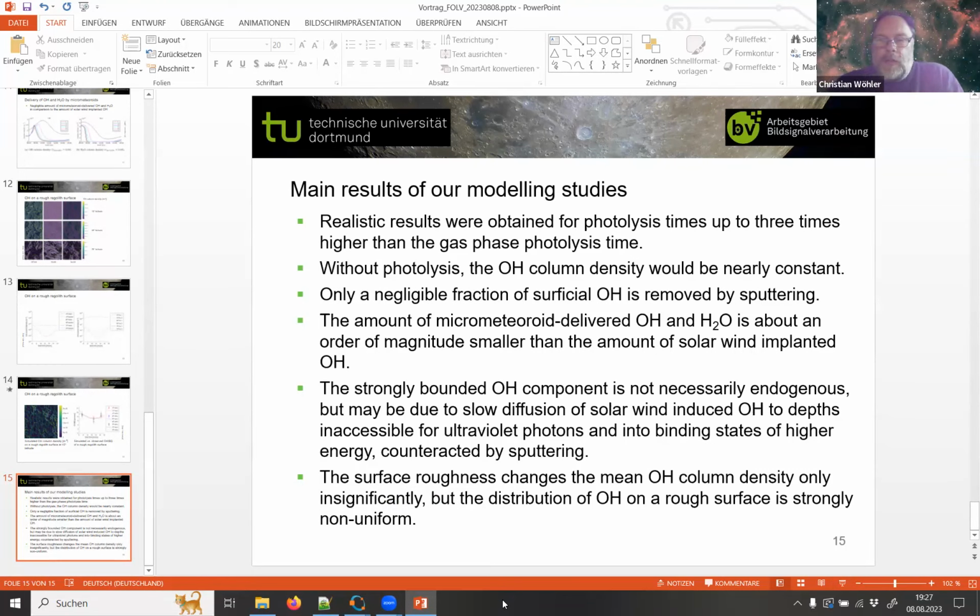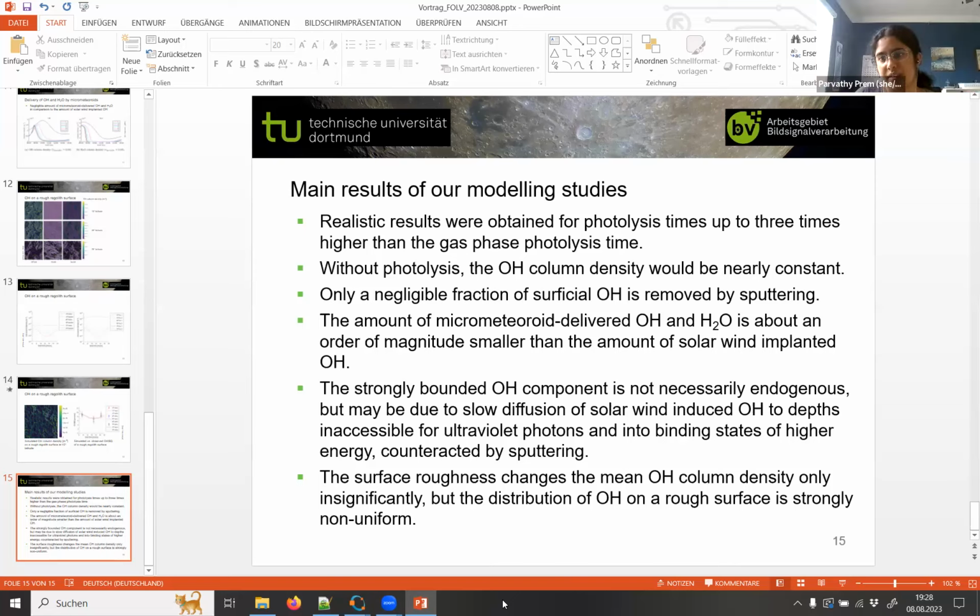This is an average over everything, both in the surface material and during possible ballistic flights, where it's not clear if ballistic flights over great distances really occur. This is a point that to me seems to be still under debate in the literature. So it mostly refers to OH implanted into the lunar surface material, which fits with our finding that the best fit of the model with the observations occurs for photolysis times which are significantly longer than the gas phase photolysis time.